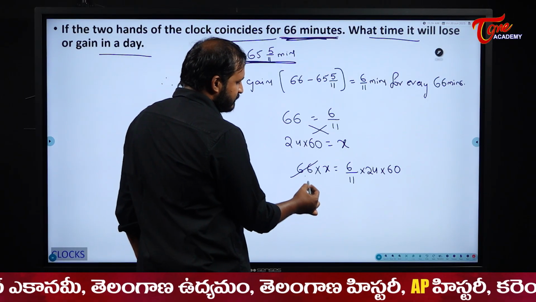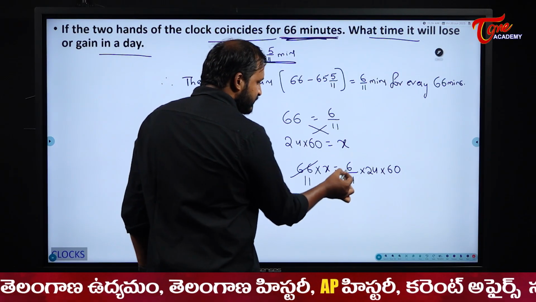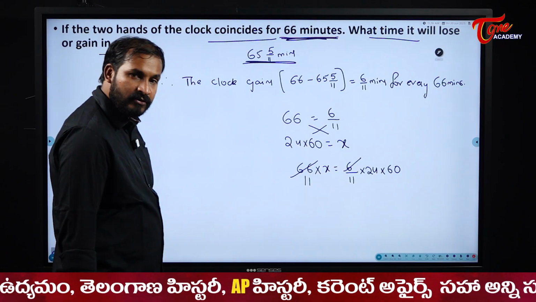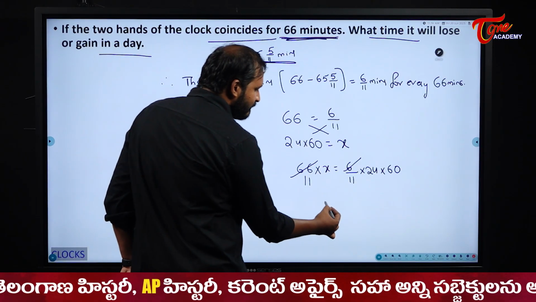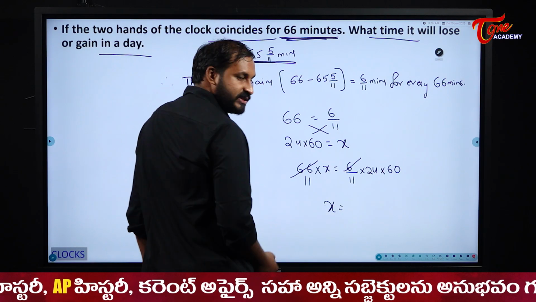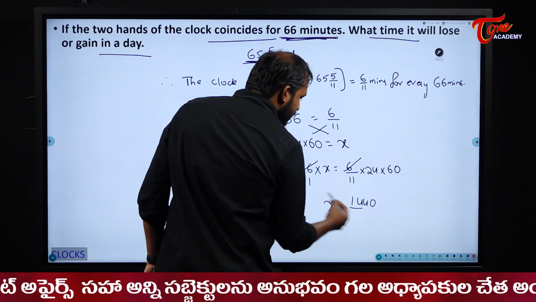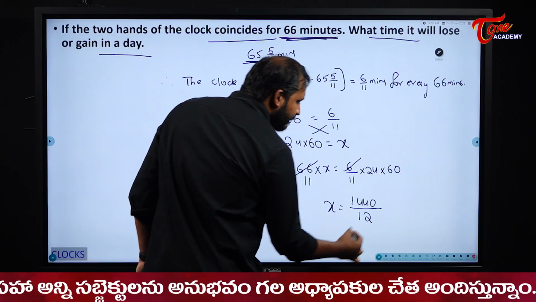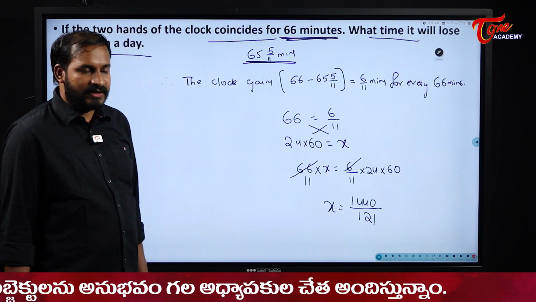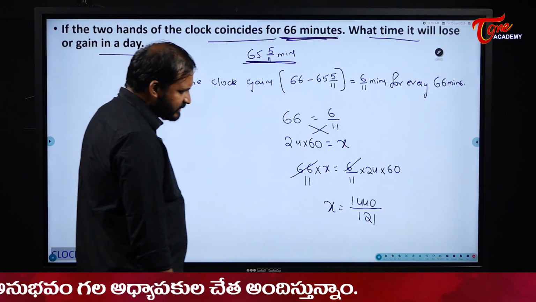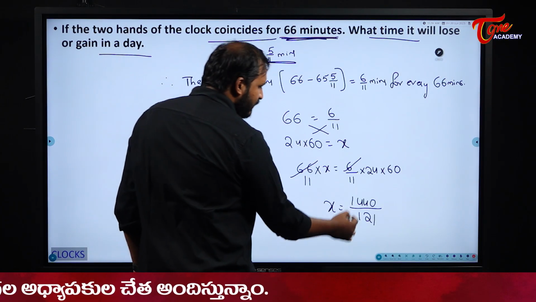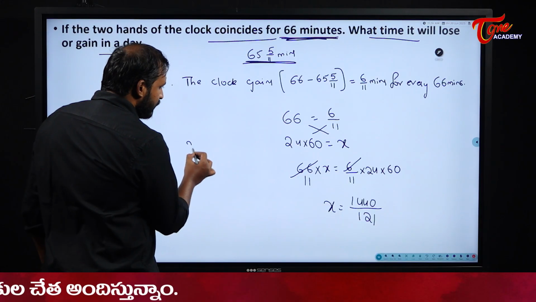6 11s are 66. Can we further cancel it? No, we don't have any other choice. So what is the value of x here? 24 6s are 144 and we have a 0 here. 11 11s are 121. Now please try to cancel it. 121 1s are 121. Okay.